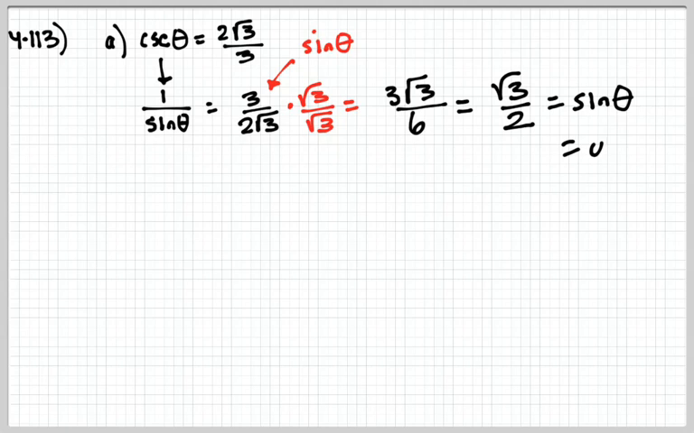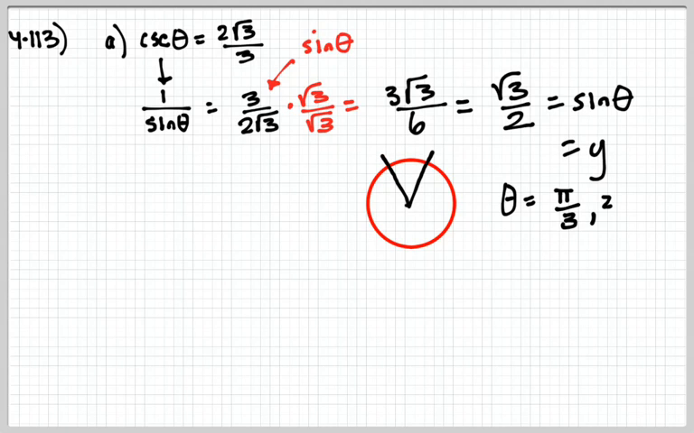Sine is your y coordinate. So where is the y coordinate rad 3 over 2? There are 2 locations. If you visualize the unit circle, it's going to be in 2 spots. Rad 3 over 2 is going to be here, and it's also going to be here. Theta will equal pi over 3 and 2 pi over 3.